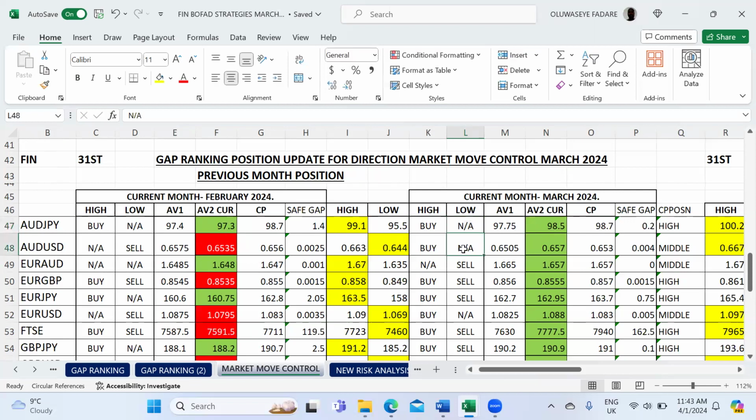So this is a buy because the market moved from 97.3 to 98.5. Same thing as the bottom, it grew upwards. For this, 1.648 to 1.657. So that as well is a buy. From 0.853 to 0.855, that as well is a buy. Good. So from 160.7 to 162, that's a buy too. From 1.079 to 1.088, that's a buy. From 75.91 to 77, that's a buy. From 188 to 190, that's a buy.